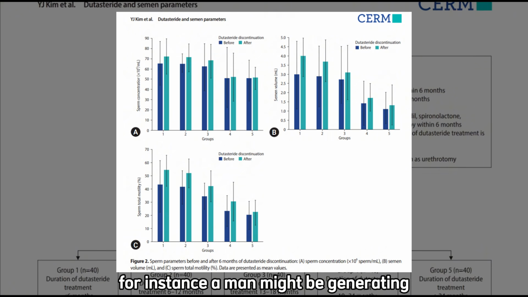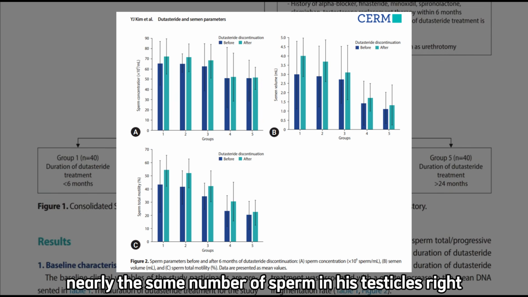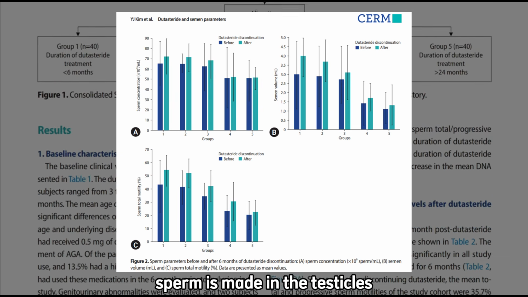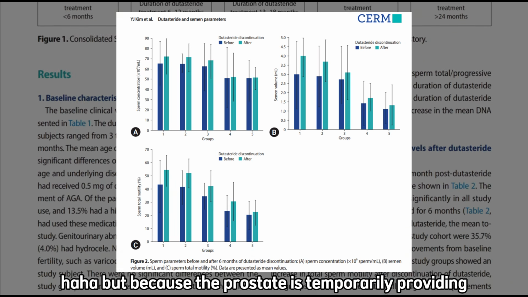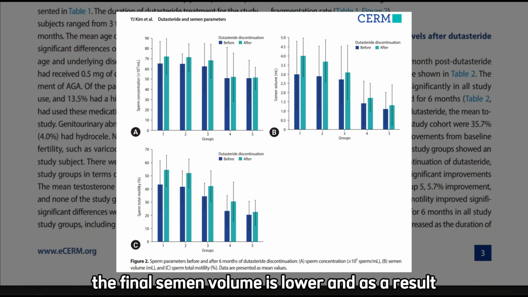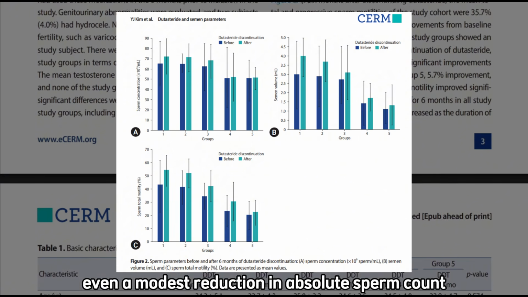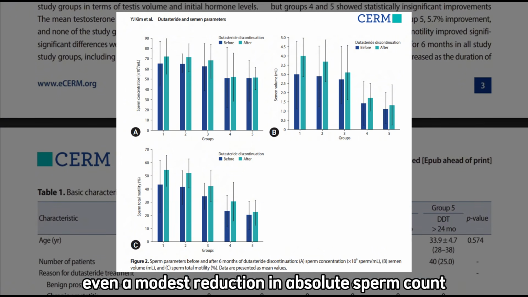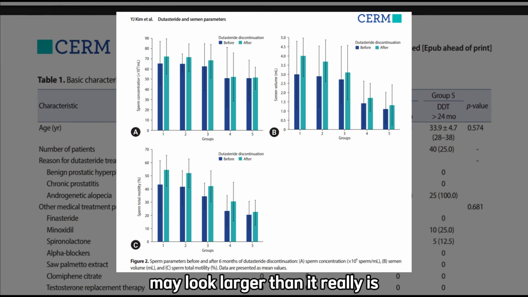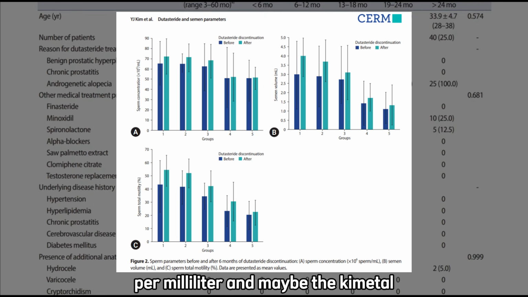For instance, a man might be generating nearly the same number of sperm in his testicles, right? That's where sperm is made, guys, by the way, right? Sperm is made in the testicles. But because the prostate is temporarily providing much less fluid, the final semen volume is lower. And as a result, even a modest reduction in absolute sperm count may look larger than it really is when viewed through the lens of sperm concentration per milliliter.